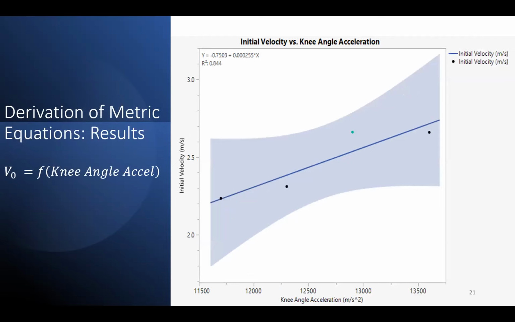In order to understand what initial velocity is from the jump, we are able to use knee acceleration. So here on the x-axis, you can see knee acceleration, which is measured in meters per second squared. And on the y-axis, you can see initial velocity, which is measured in meters per second. And this has an r squared value of 0.84.